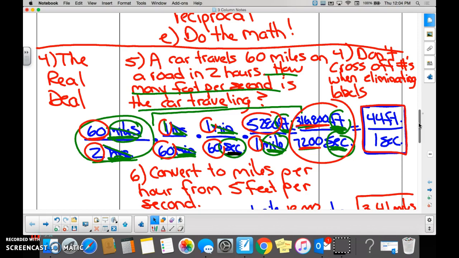Last thing I want to say, all of our conversion factors are what kind of ratios? They are unit rates. Unit rates or unit rate reciprocals. So this is a unit rate reciprocal because one's on the top. This is a unit rate reciprocal because one's on the top. Is this guy right here a unit rate? Yes, one's on the bottom. So we want unit rates or unit rate reciprocals.